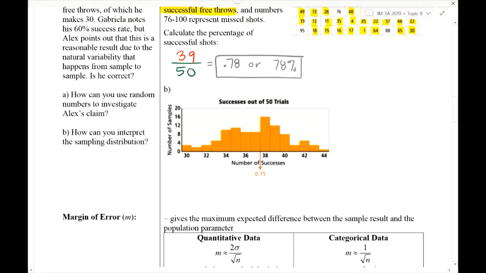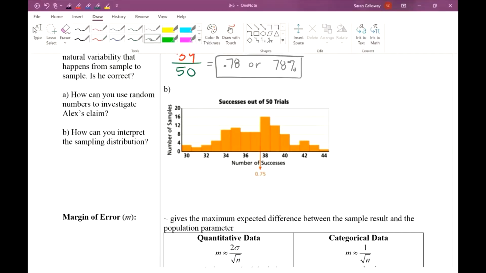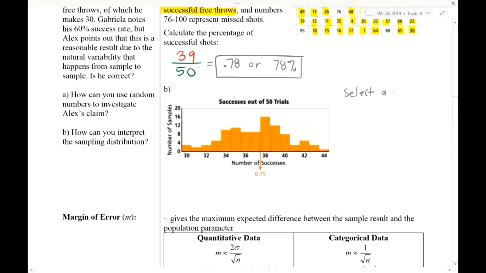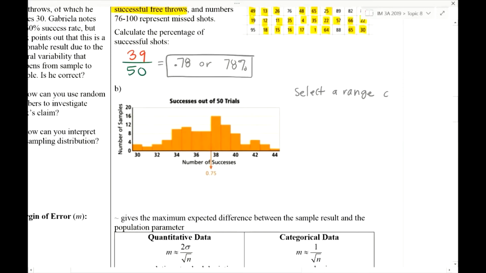So we're looking at the range that contains 95%. We're going to select a range centered about the mean that contains about 95%. And remember that since we have 50 trials, that's about 47. So what we're looking for is where I can find 47 results, and that's going to create my reasonable range.